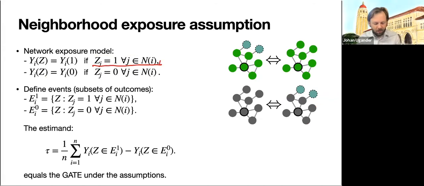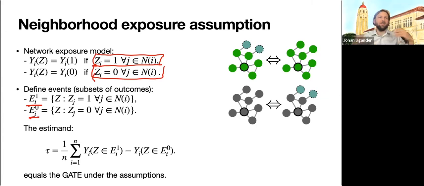These are situations of, say, all my friends got treated or all my friends got control. We're going to define those as the set of all Z for which I has all of its friends in treatment. I'm going to declutter this. Is this event that I is network exposed to treatment, and I is network exposed to control. These are our two kinds of events.